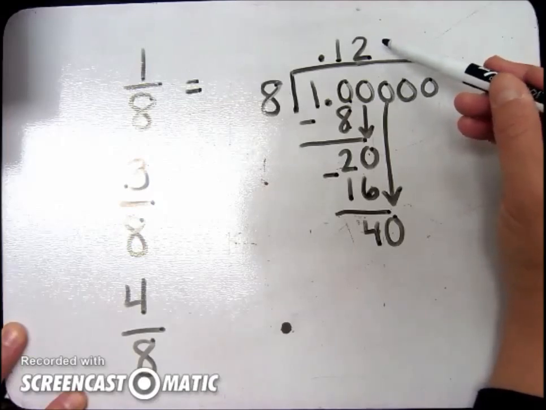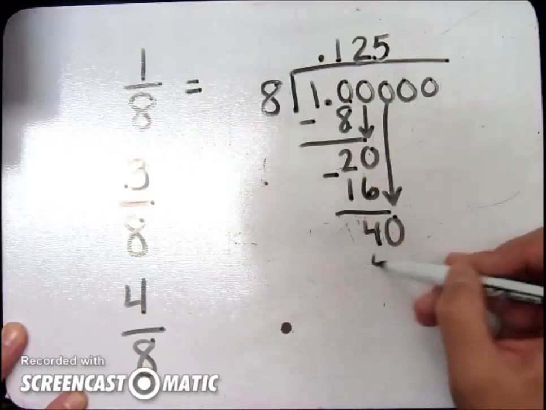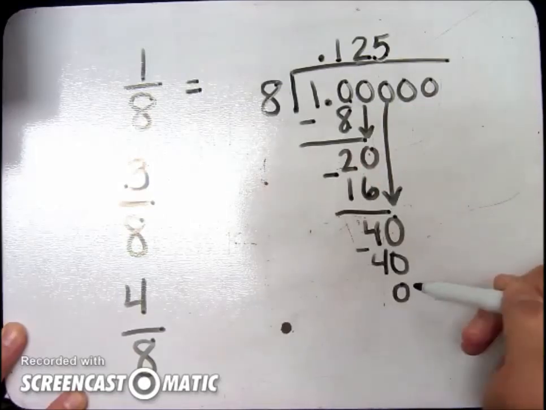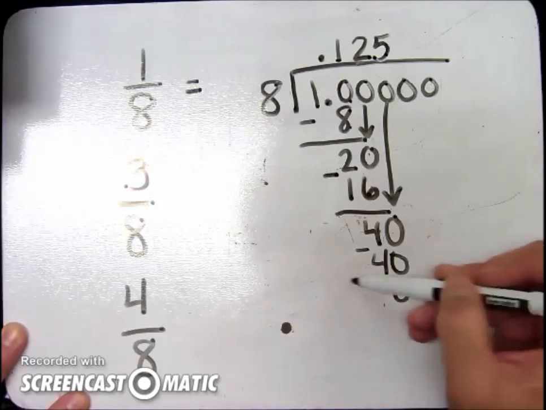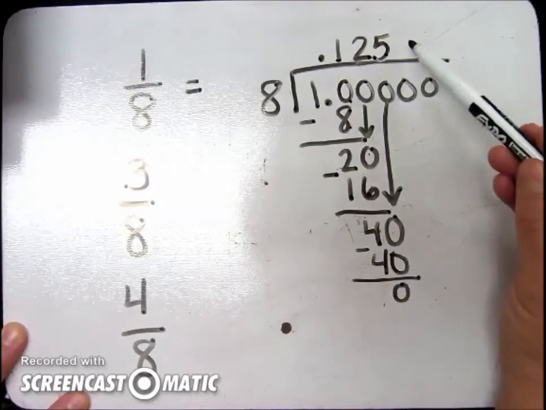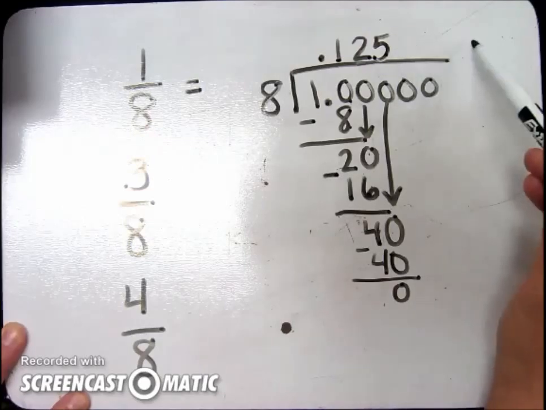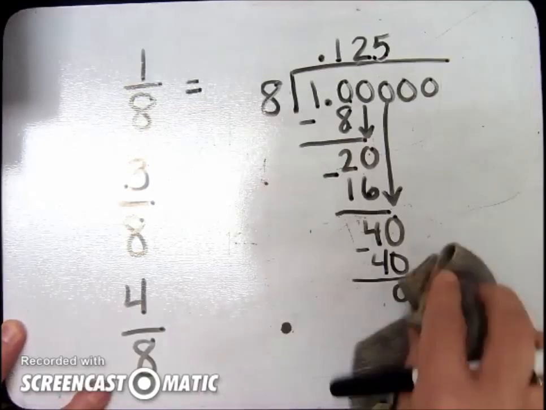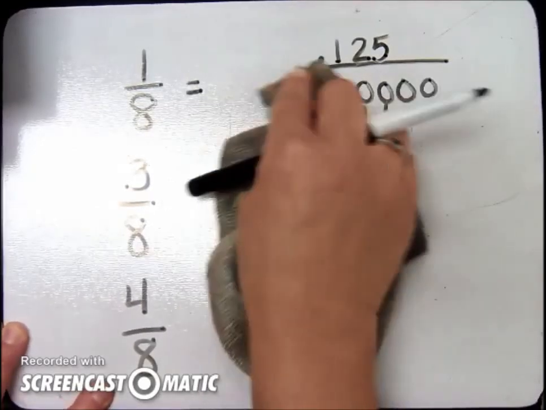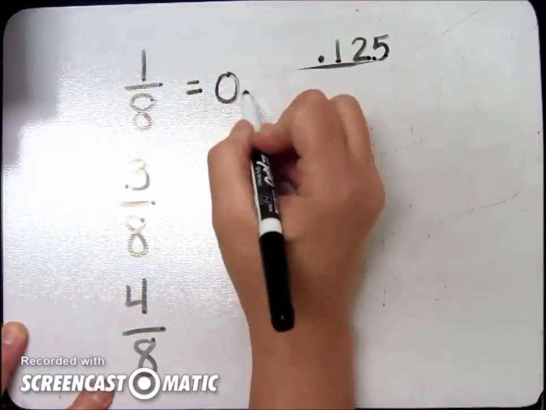So now something times 8 is 40, and that's 5. So now 5 times 8 is 40. So now when I subtract, I get 0. And I could keep bringing down zeros, but no matter what, something times 8 is 0. Well, that's 0. So my decimal terminated. It's done. So the decimal value is 0.125, 125 thousandths.